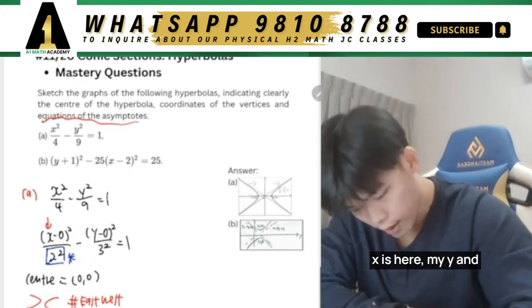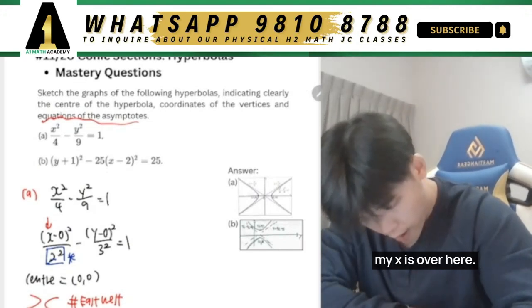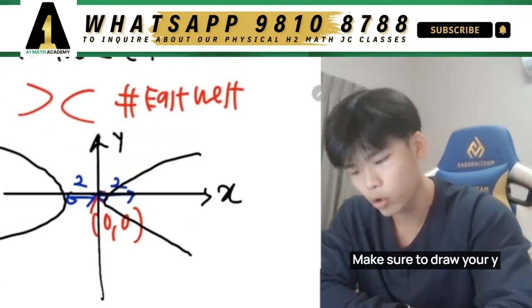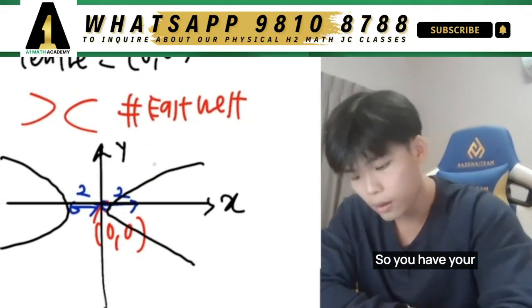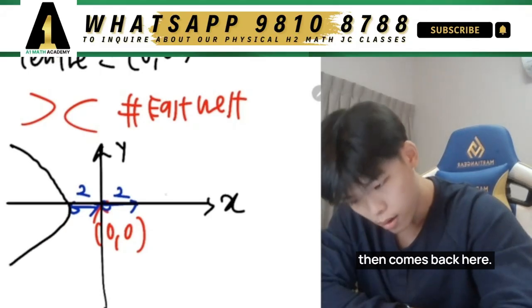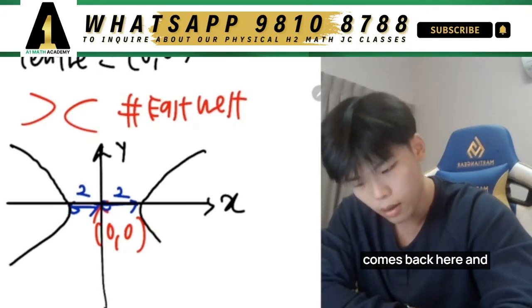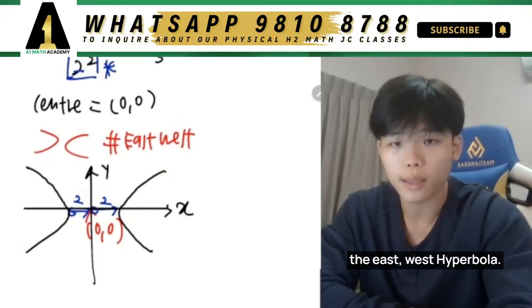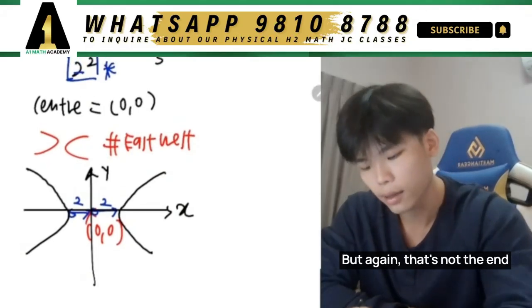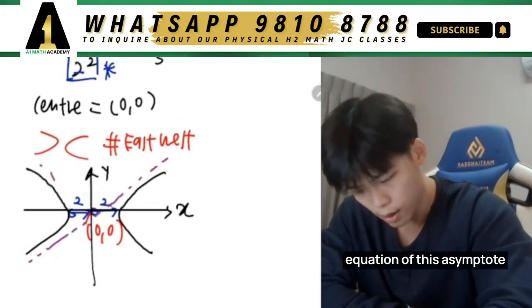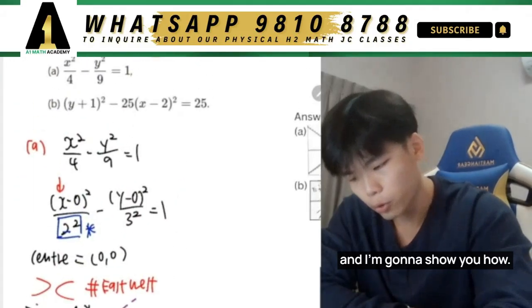And we know that my y-axis and my x-axis are over here. Okay, apologies. Yeah, so it'll be here like that. Make sure to draw your y-axis and your x-axis as well. So you have your curve from here, it goes down to here, and then comes back here. Then from here, it comes back here, and then down to here. So that would be the east-west hyperbola. But again, that's not the end, because now we need to find out what is the equation of this asymptote and this equation of this asymptote. And I'm going to show you how.